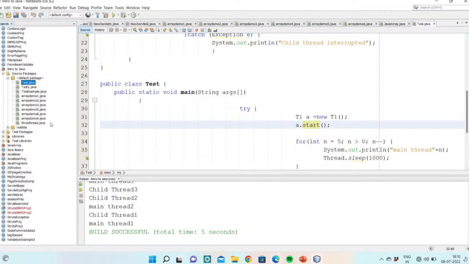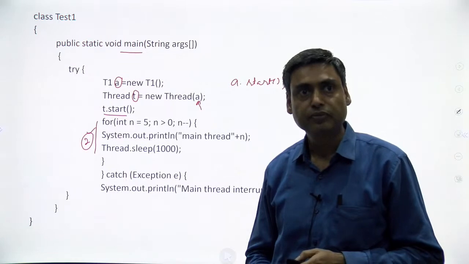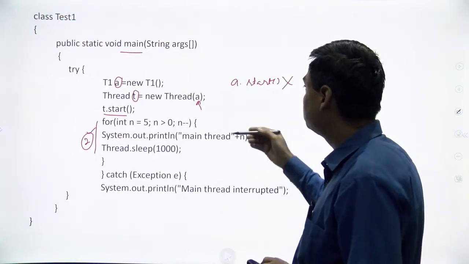Then only you can start. So we have t.start. Now the thread will start. I think you know the difference between using the Runnable interface and extending Thread. Now look at the main method. We have a for loop. I already told you about this for loop and that for loop, for example this one first, this one second. These two for loops will run at the same time simultaneously, and the output is unpredictable.